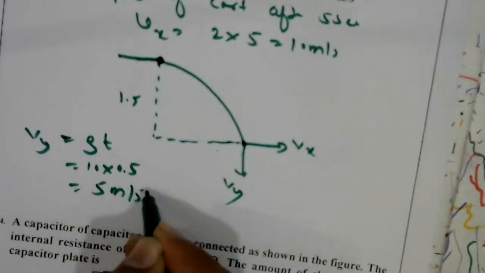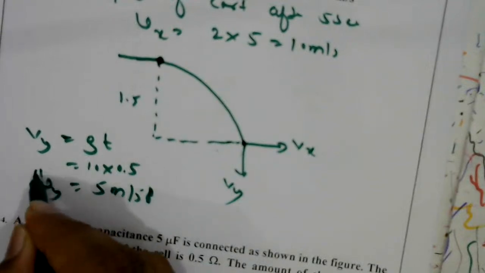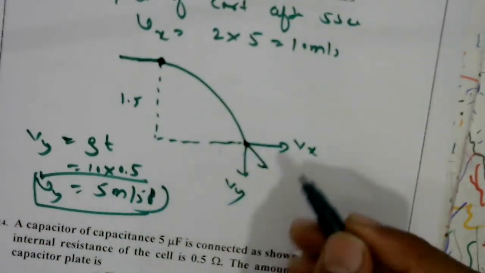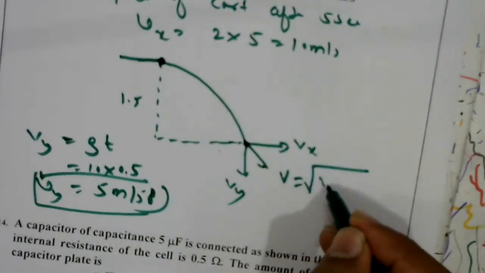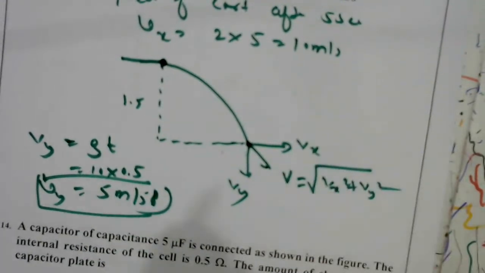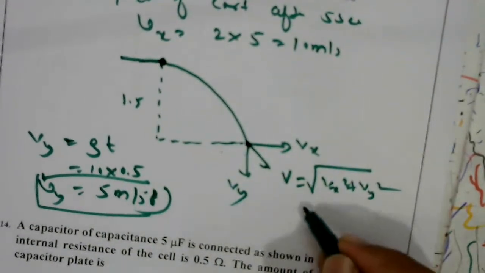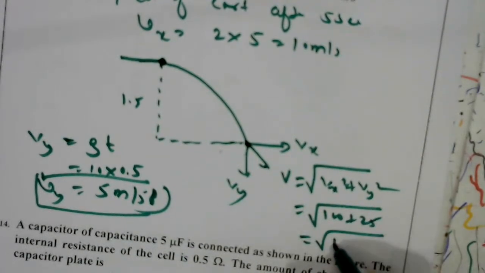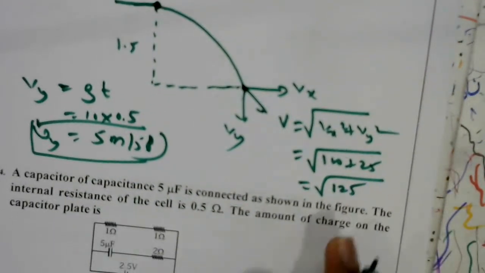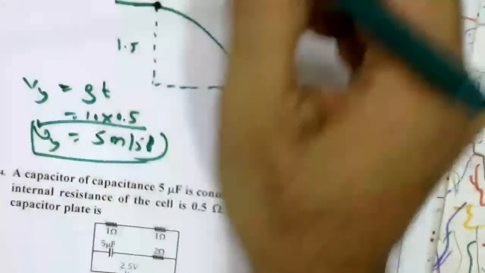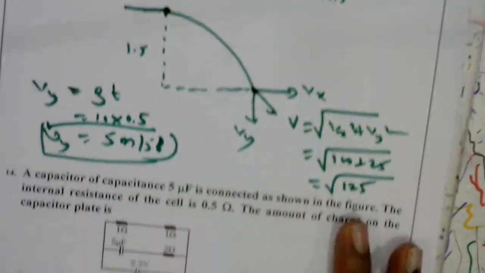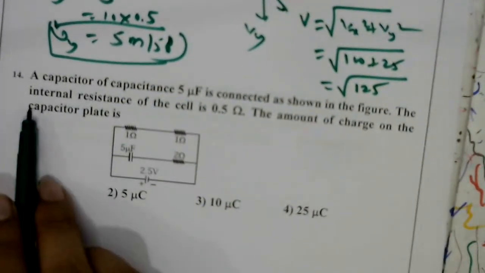This is equal to 5 meter per second. Vy we got. But net velocity at this point will have both x-axis and y-axis components. That's why v is equal to square root of vx square plus vy square. Vx value is 10, vy is 5. That is 100 plus 25, square root of 125. So you can write 5 root 5. Which option? Third option is correct. 5 root 5. Next one, 14.